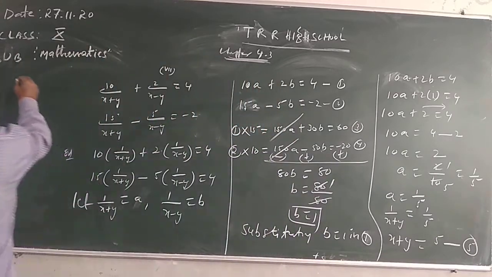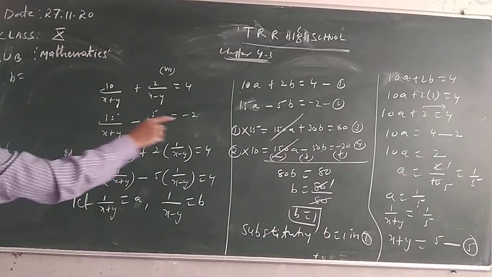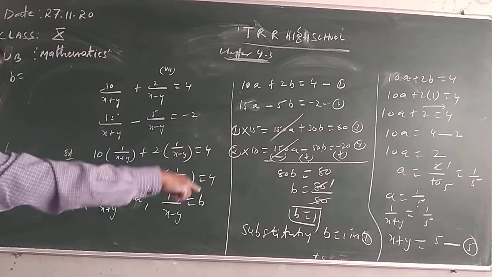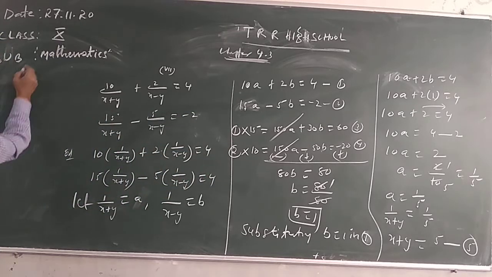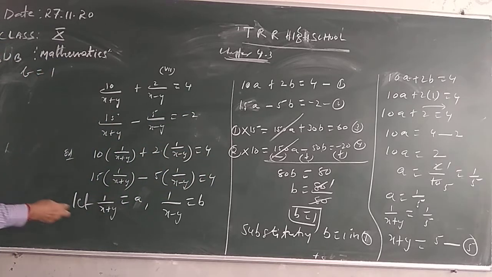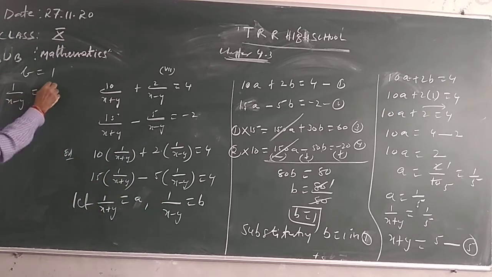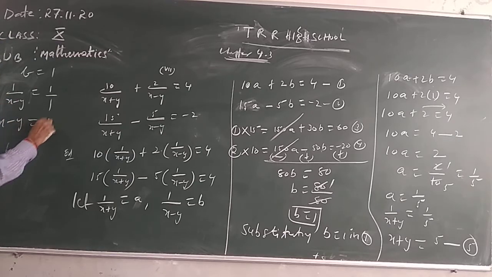Now, here b is equal to how much? b is equal to 1. What is b here? 1 by x minus y. 1 by x minus y is equal to 1. Reverse the fractions: x minus y equal to 1. This is the sixth equation.